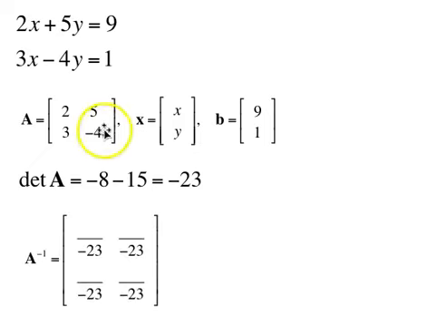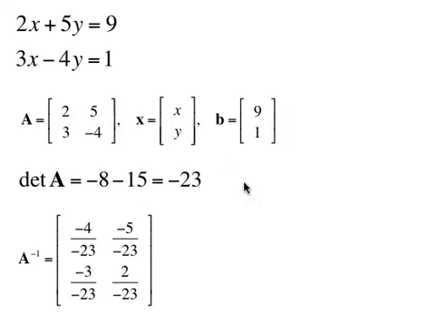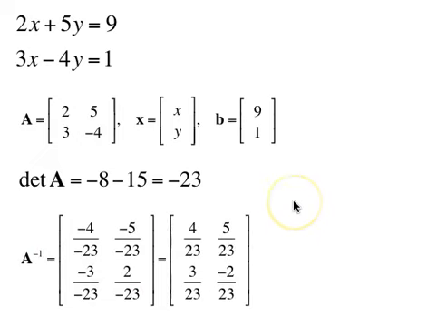To find the numerator, we switch the numbers on the main diagonal, so negative 4 will come up here and 2 will go there. And change the sign on the off diagonal. So 5 will become negative 5, 3 will become negative 3. So that's our shortcut way to find an inverse of a 2 by 2 matrix. Of course, negative over negative is positive, so let's rewrite this in that form. So we have A inverse is 4 23rds, 5 23rds, 3 23rds, and negative 2 23rds.